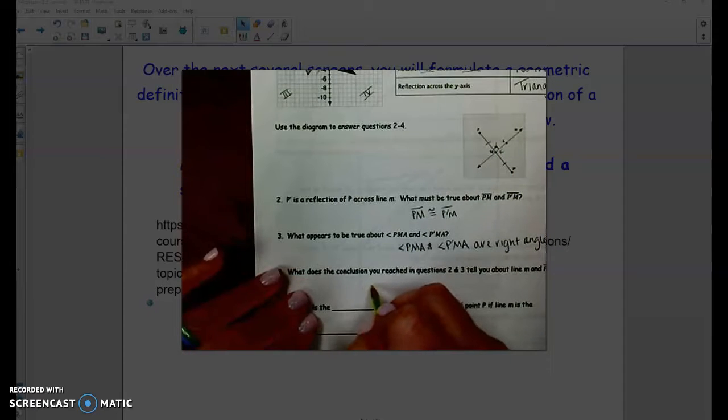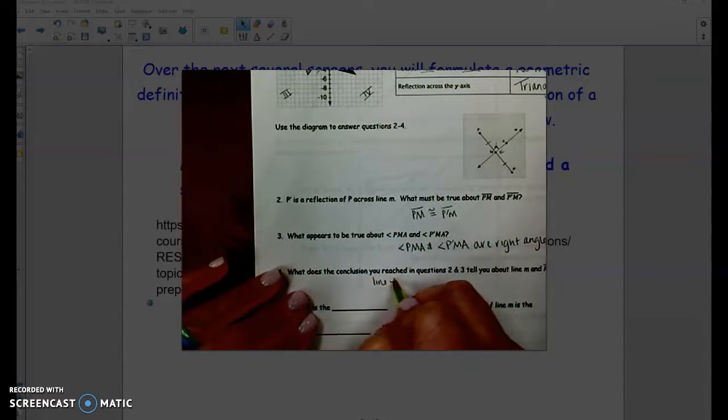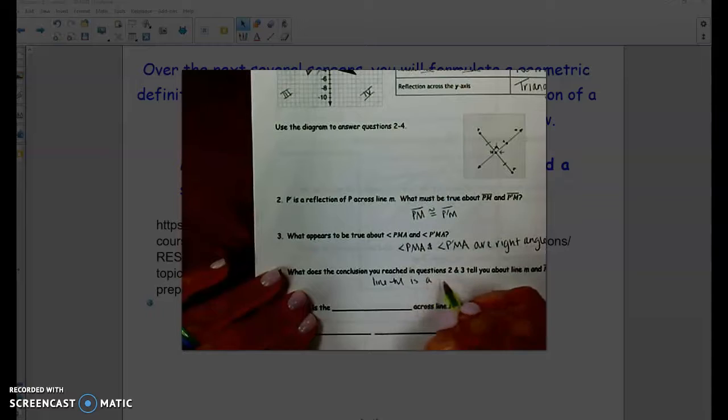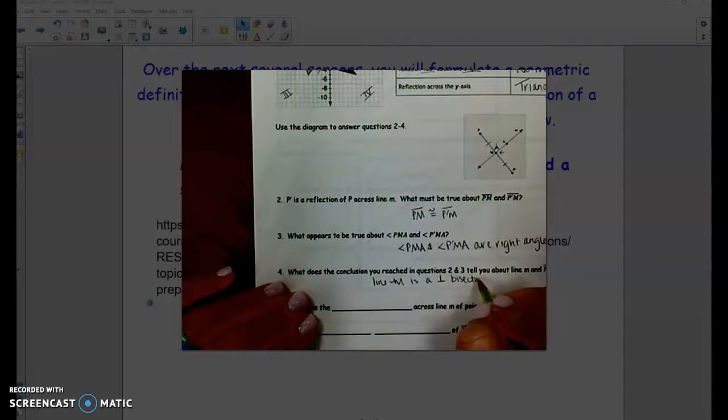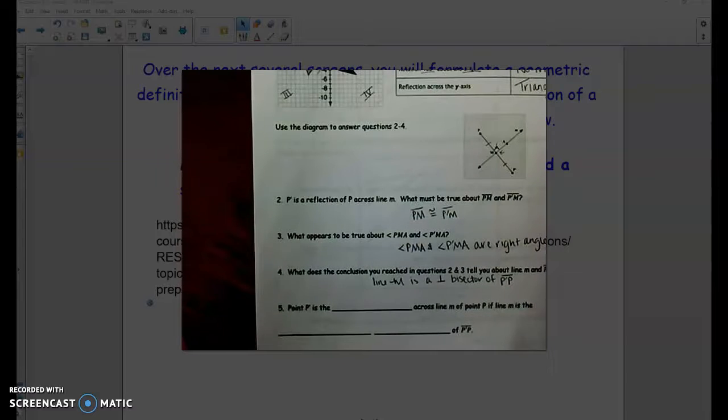So let's write that in words. Line M is, and remember the sign for perpendicular is an upside down T, a perpendicular bisector of segment P prime P. So don't forget those symbols. We're not talking about the measure, we're talking about the segment itself. And that's a lowercase handscripted M for its name.